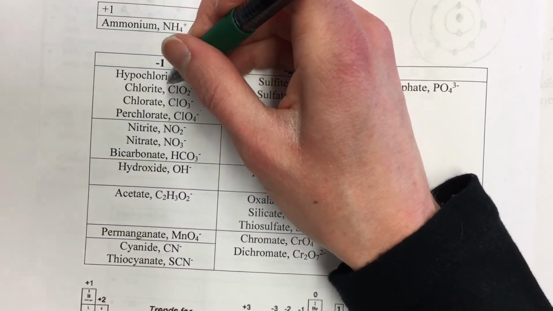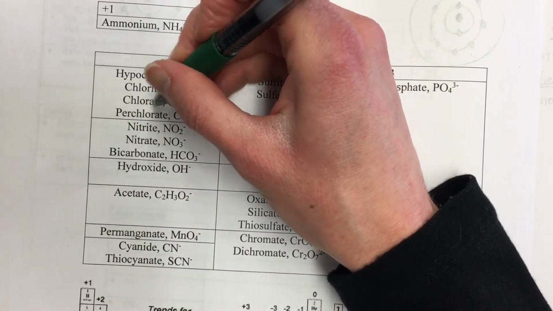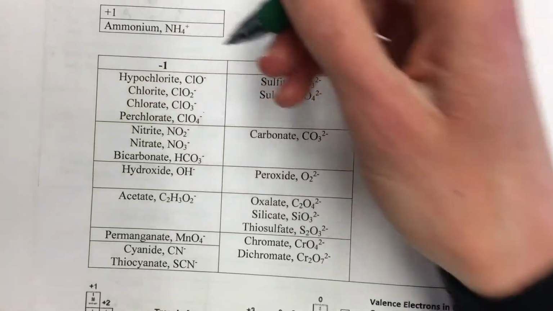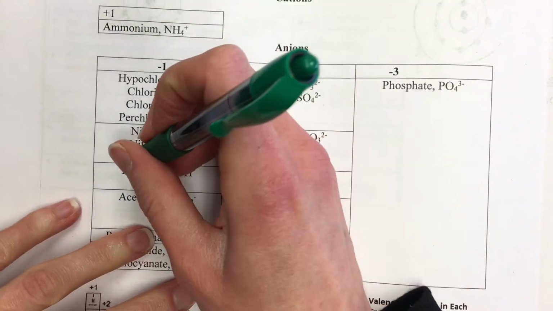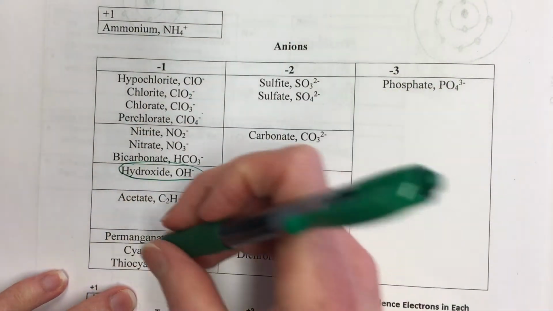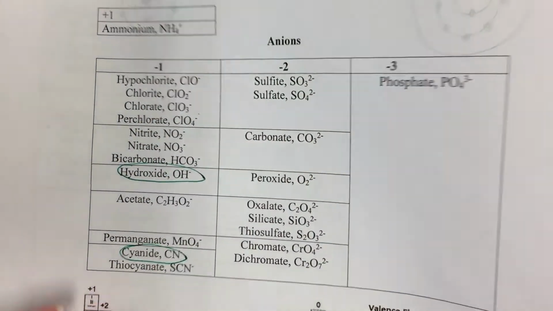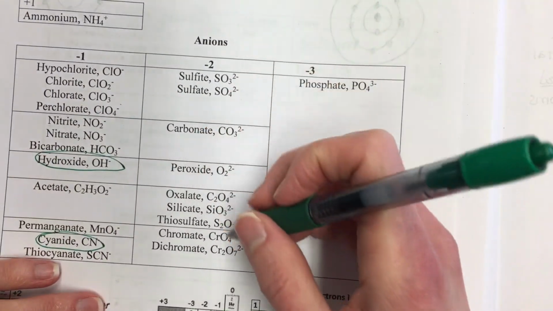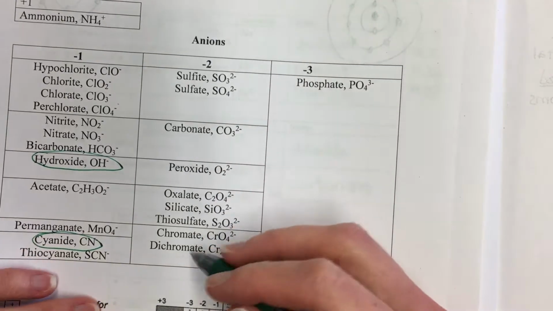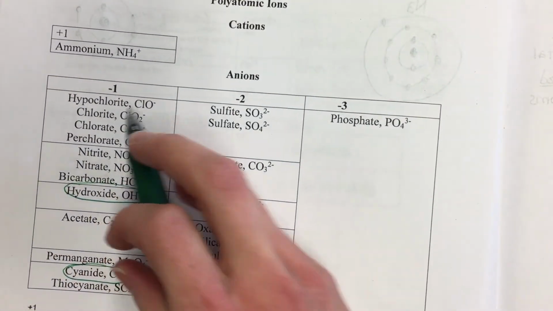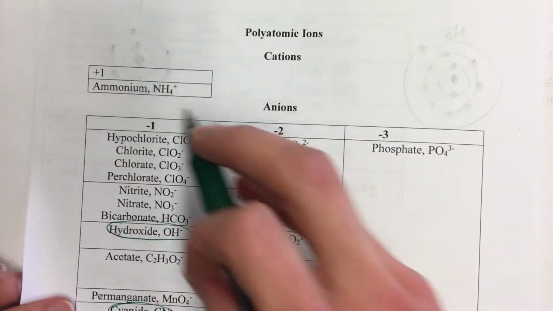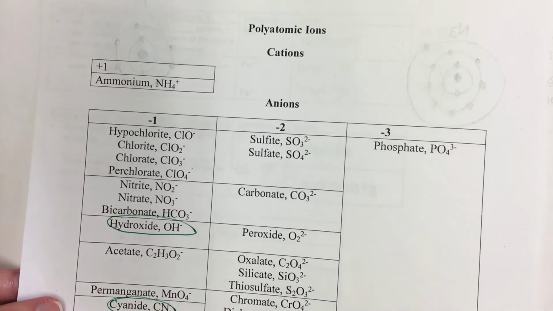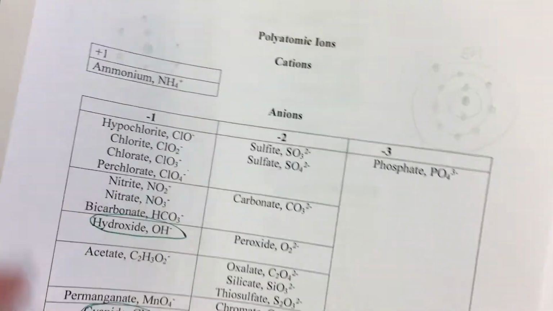Couple things I want to point out about these polyatomic ions. You'll notice a lot of the endings of their names are "ite" or "ate." So if you ever see anything with "ite" or "ate", it's probably a polyatomic ion. There are a few exceptions. Hydroxide ends in "ide", cyanide ends in "ide", but the rest of them, you can see sulfite, sulfate, carbonate, oxalate, silicate, these all end in "ate". And they're all either -1, -2, or -3, except for there is one positive one, which is ammonium, which is a +1. All right, so this is an important chart to have.